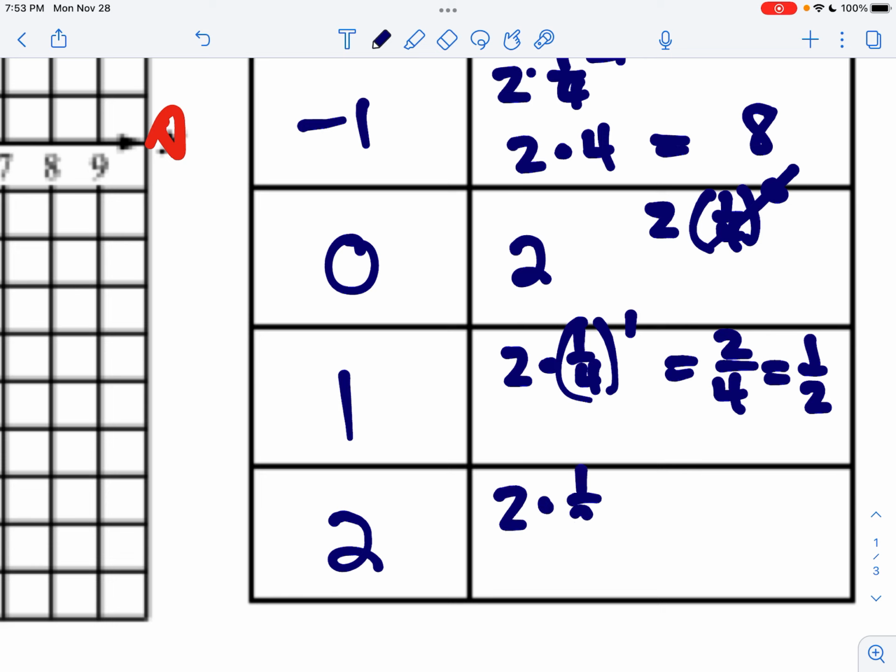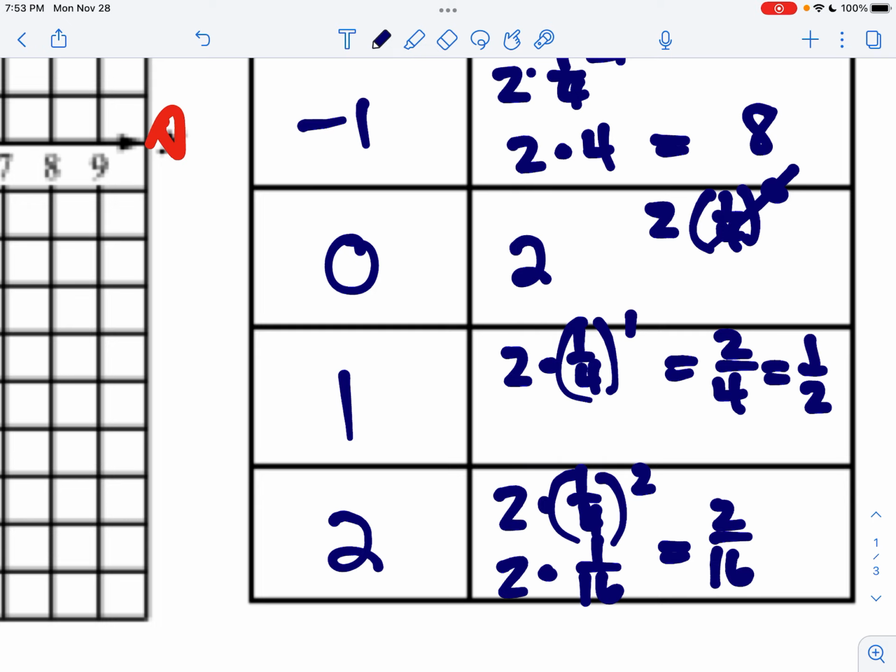2 times 1/4 to the 2nd power is 2 times 1 over 4 squared, which is 16, which is going to give me 2 over 16, which is equal to 1/8.